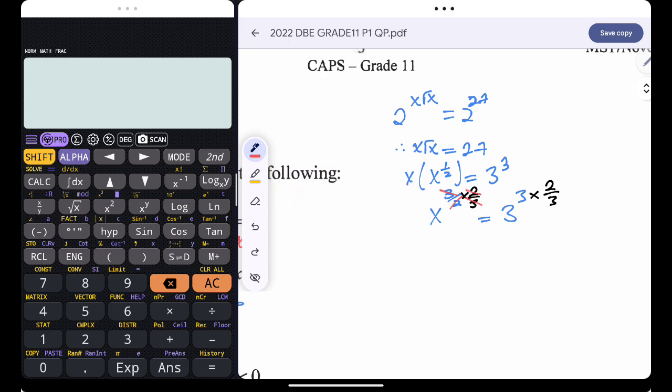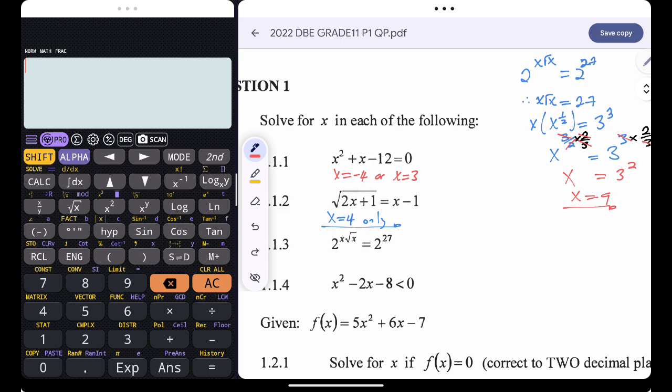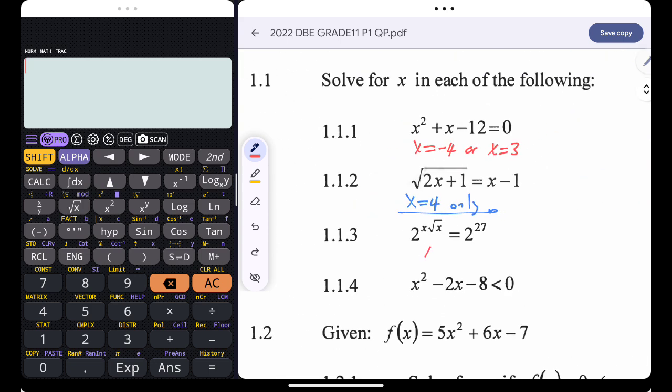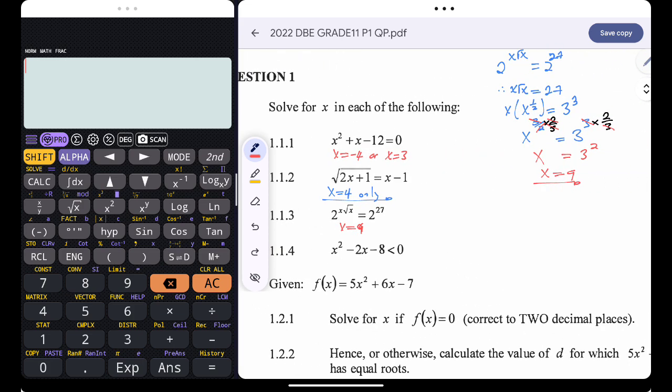this would cancel that. Right? But since I want to isolate x, obviously I must multiply the exponent of x with its inverse, and whatever I do on the left, I must also do on the right, and hence I'll end up having 3 to the power 2, and then x is just equal to 9. X is equal to 9.